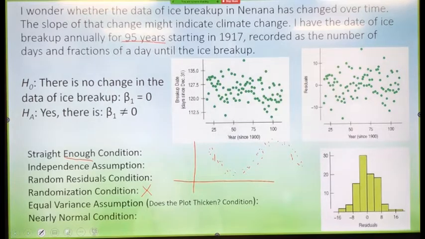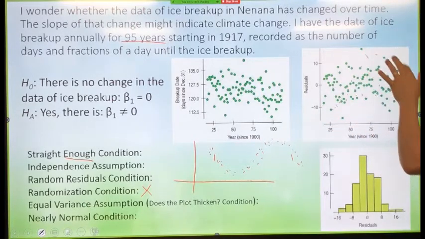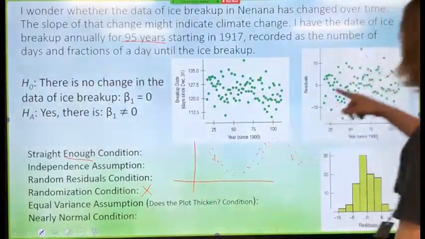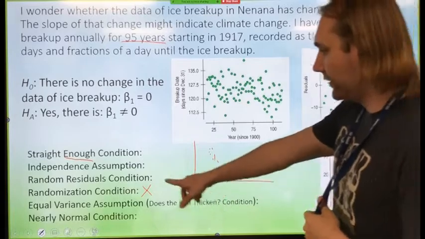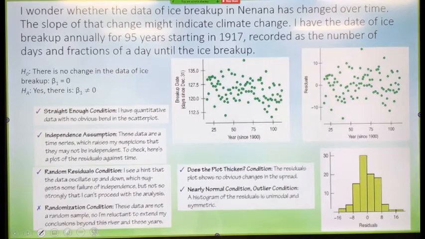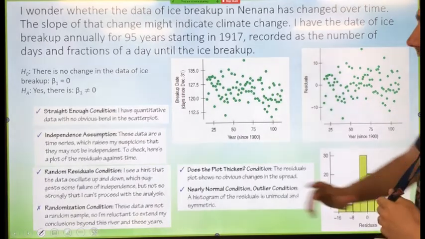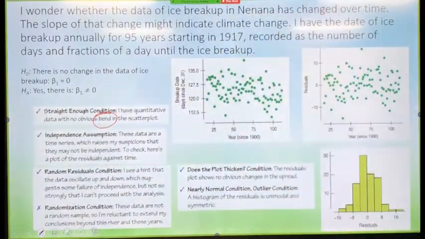Next, equal variance assumption. Does the plot thicken condition? Meaning, do you have some kind of trend where it gets small and then it spreads out? Or again, is it kind of just evenly distributed? Evenly random, yes, I would agree. And then nearly normal condition, where you have to look at the residuals and see if it matches a normal model. Do my residuals match that? They do. So it looks like I'm good to go except for random, which is exactly what the book said. So straight up, I have quantitative data with no obvious bend. Maybe this is what we're really looking for: is there a bend in this data? If there's no bend, it's a yes.